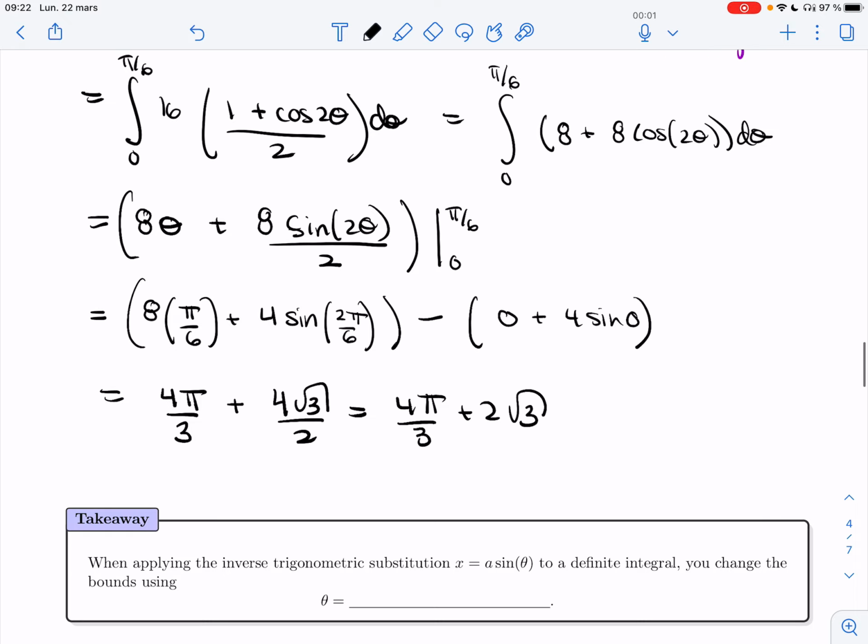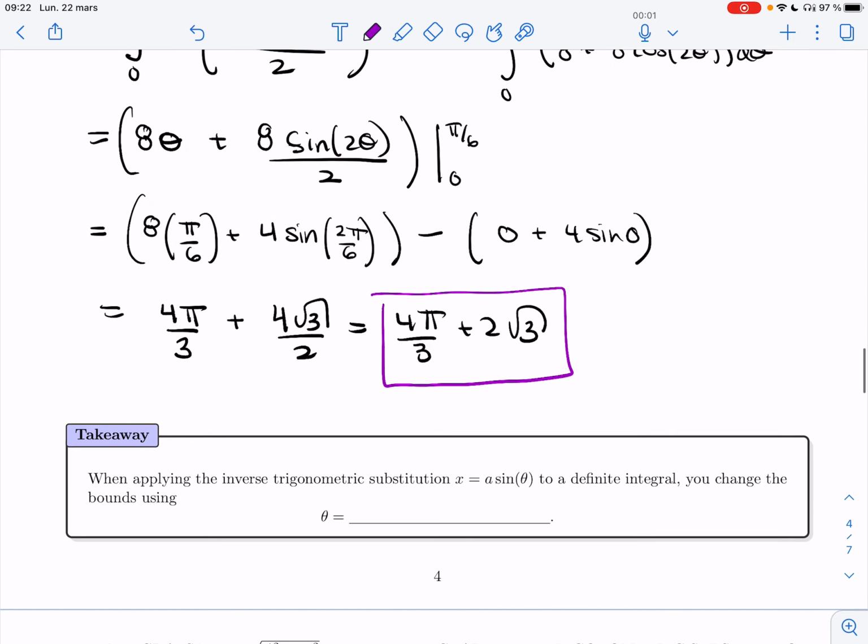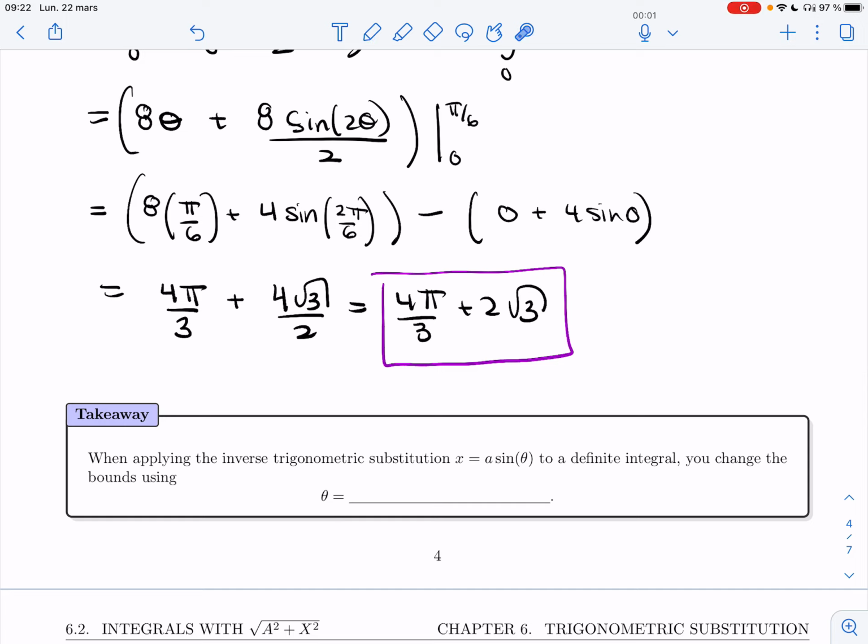All right, so the reason I did this extra example is because I want to make sure that you know the following. When applying the inverse trigonometric substitution, x equals a sine theta to a definite integral, you change the bounds using that theta is arcsine of x on a. That's the real substitution you're using. We're flipping it because it's easier, but really when we use the bounds, we have to change them using arcsine of x over a.